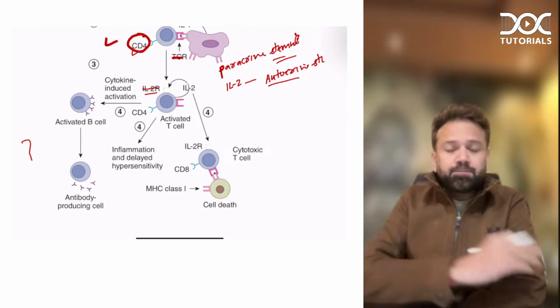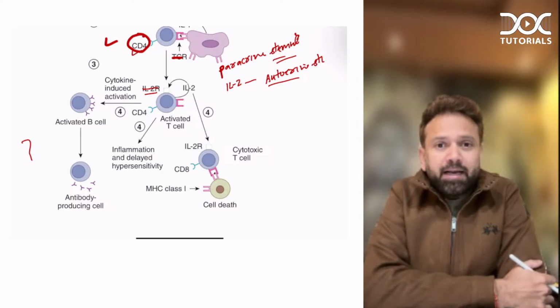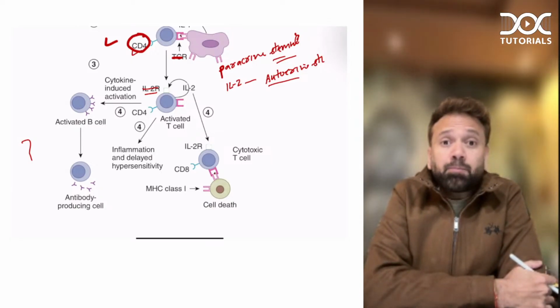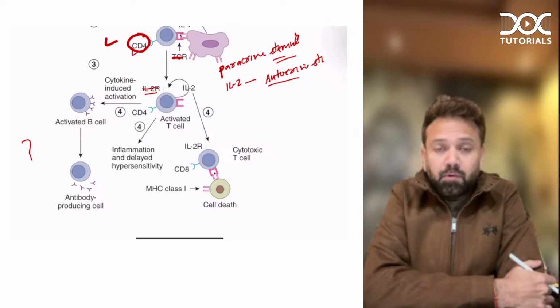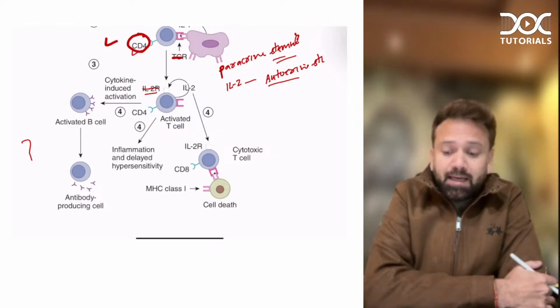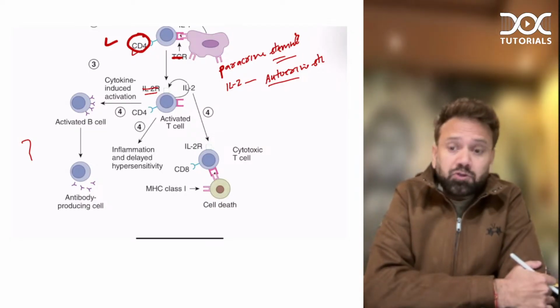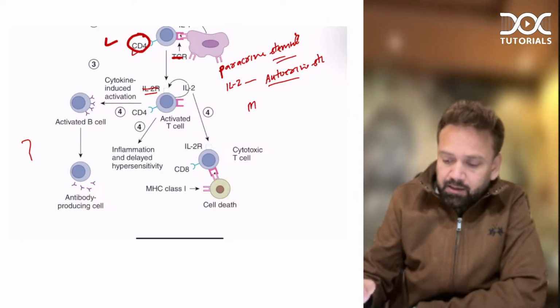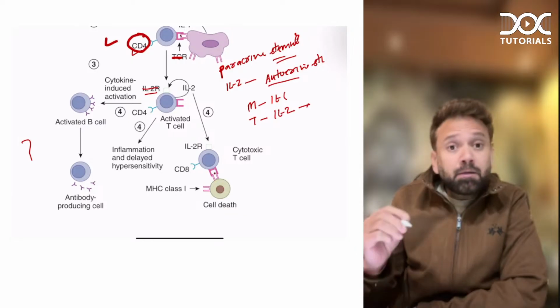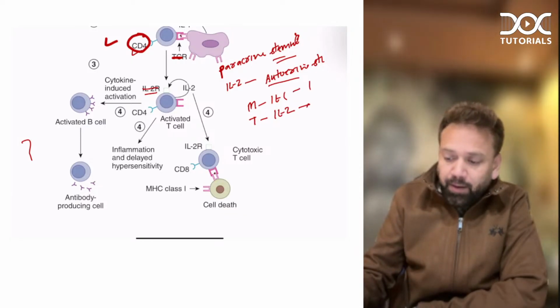T lymphocytes by releasing interleukin 1 cause paracrine stimulation. On the other hand, macrophages are releasing what? Interleukin 1, not 2. And T lymphocytes are releasing interleukin 2. But this is autocrine, this is paracrine.